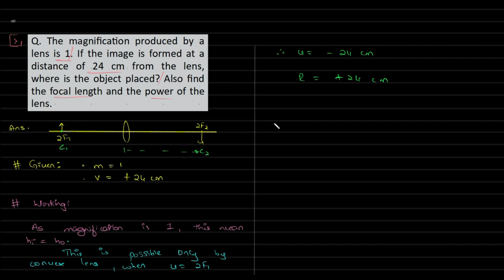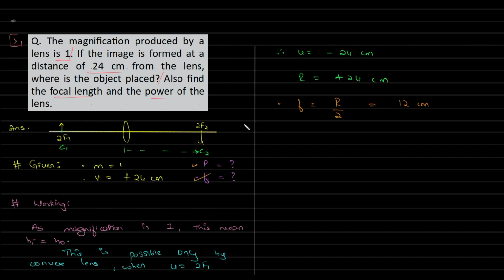Find the power of the lens and the focal length. I forgot to mention that. We need to find the power and the focal length of the lens. So since we know the radius of curvature, we can find the power of the lens, not an issue. So focal length will be r by 2, which is equal to 12 centimeter. So focal length done.